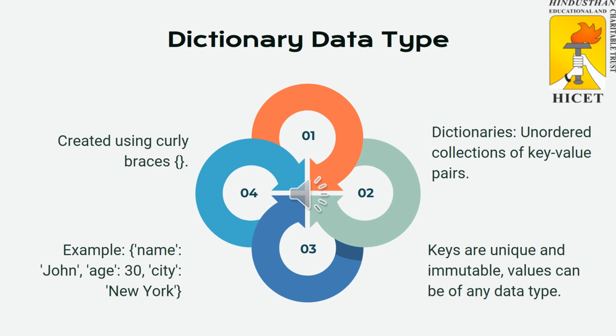Dictionary is an exceptional case. It consists of key values, that is unique key values inside the curly braces, right? So the keys are unique and it is immutable. The values can be of any data type, right? So just look at the example. The example is about name John, age 30, city New York. So the name, age and city are the key values to represent this data. The data is about John, 30 and New York. So the key values are name, age and city, and the values are John, 30 and New York in this example.